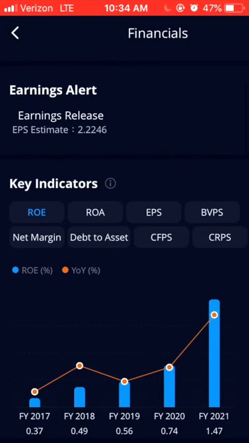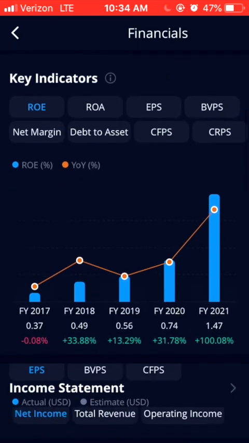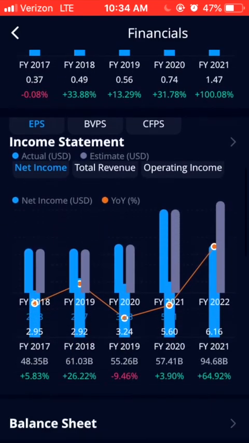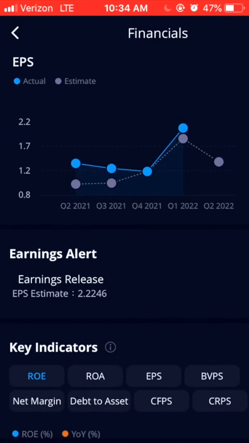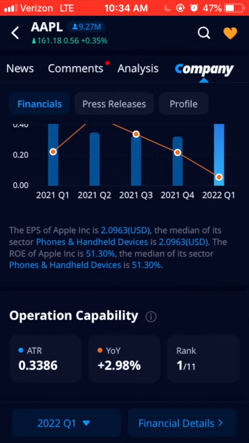You can look at earnings per share, that's EPS, that's always a good one to look at. Net margin, debt to asset, and you can look at any of these over time and compare them to see if it's a stock that you think would be good. I always do this for stocks that I'm looking to hold for a long amount of time.